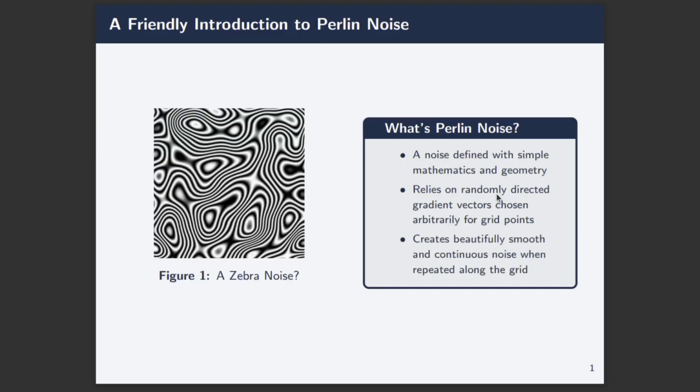So, Perlin noise is one specific kind of noise which is defined in simple mathematics and geometry. Perlin noise relies on randomly generated gradient vectors chosen arbitrarily for each of the points on a square grid. And it creates beautifully smooth and continuous noise when it is repeated along a grid.